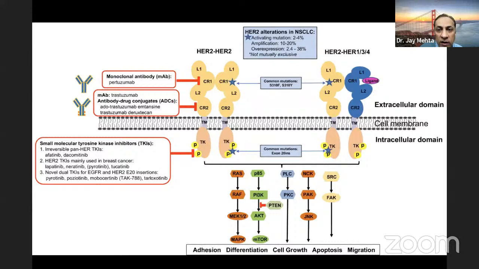But this is a graphic which tells you if it's in the extracellular domain, you tend to get all these hotspot mutations, and very rarely you can get these amplifications also here. And these are targetable by monoclonal antibodies and antibody drug conjugates, such as trastuzumab deruxtecan. If it's in the kinase domain, or if it's an exon 20 insertion mutation, you have the choice to exercise these various TKIs that you have at hand.